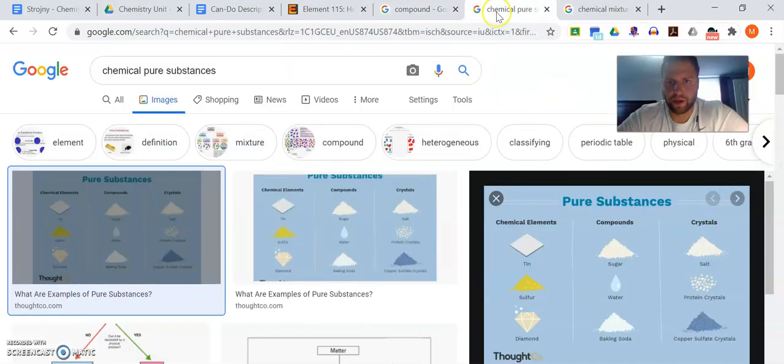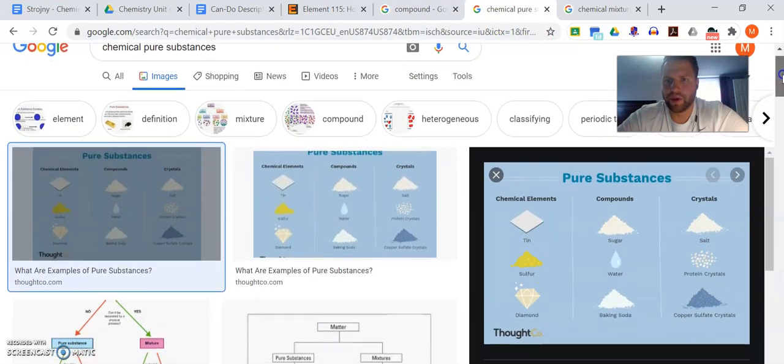Let's move on to a pure chemical substance. And again, when we think of a pure substance, what you have to think about is that it's either going to be an element by itself or a compound by itself. So sugar is made up of elements, but sugar is a singular type of compound, and this is pure sugar. There's no other compounds mixed in. It's just simply a pile of sugar.